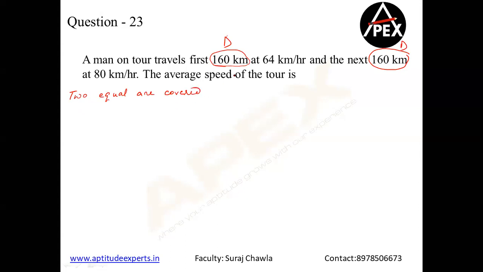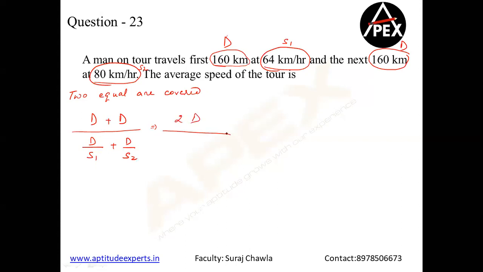Clear? Now let's first derive it, don't worry. I'm assuming this as S1 and this as S2. So what is happening? I'm writing this as D plus D divided by, this becomes D by S1 plus this becomes D by S2. Because in both cases the distance traveled is the same, the time taken for each part is this. If I further simplify, this becomes 2D, and I can take D common from the denominator, and I will get 1 by S1 plus 1 by S2.